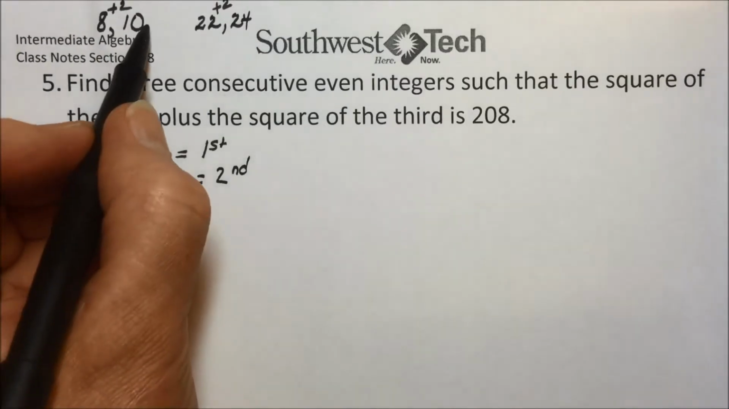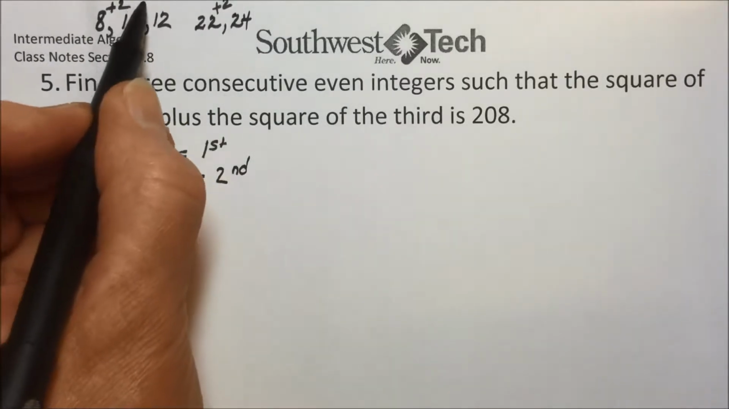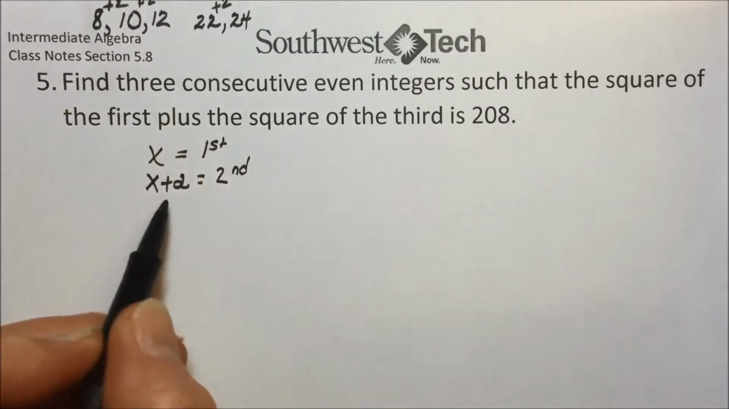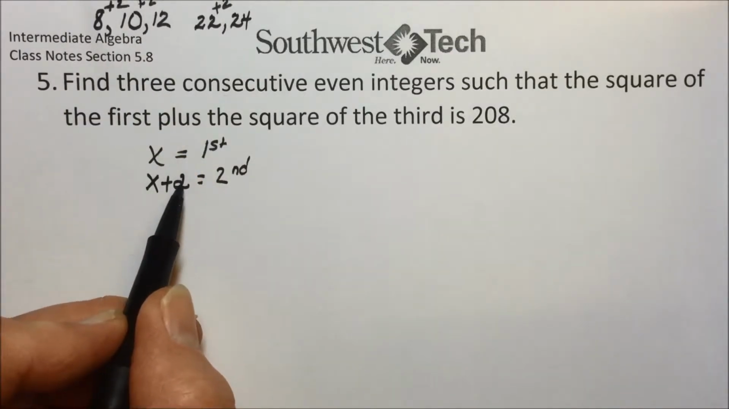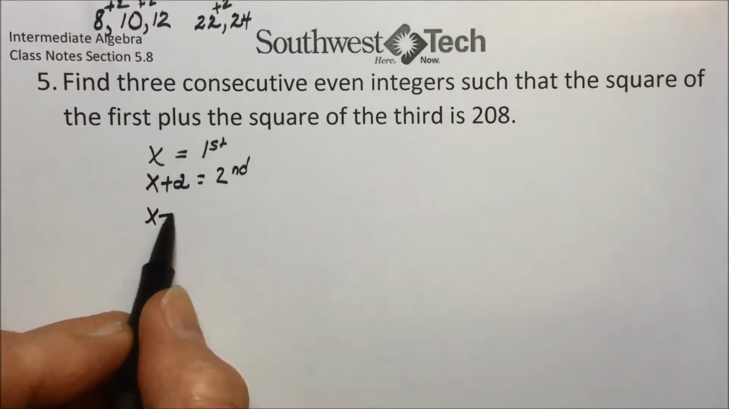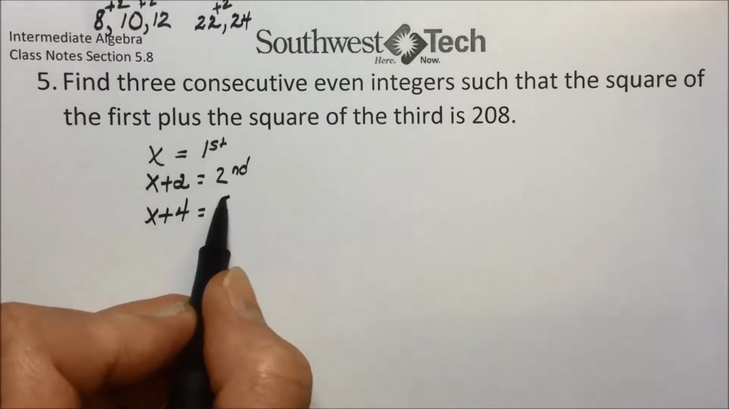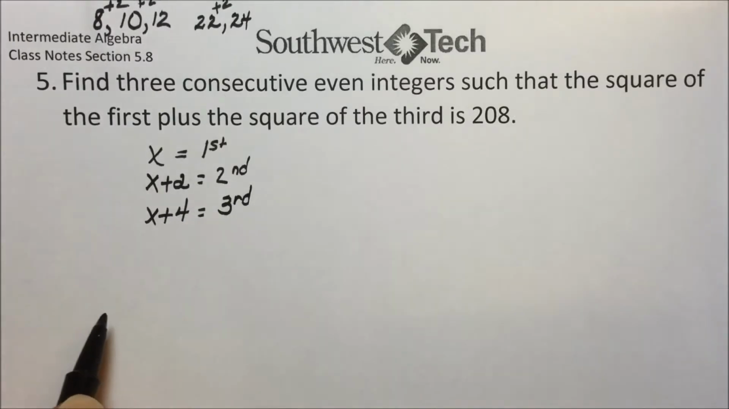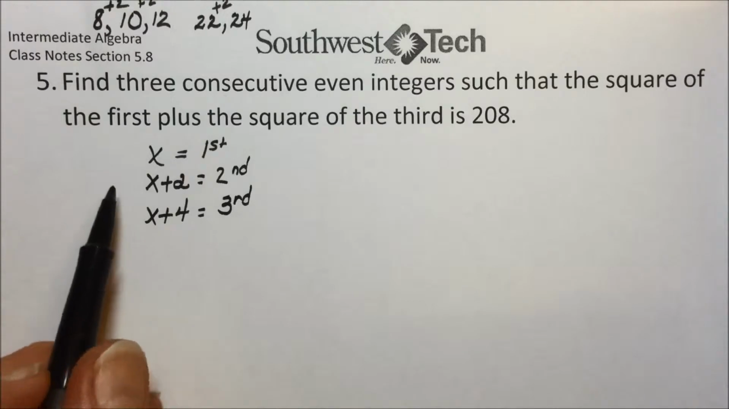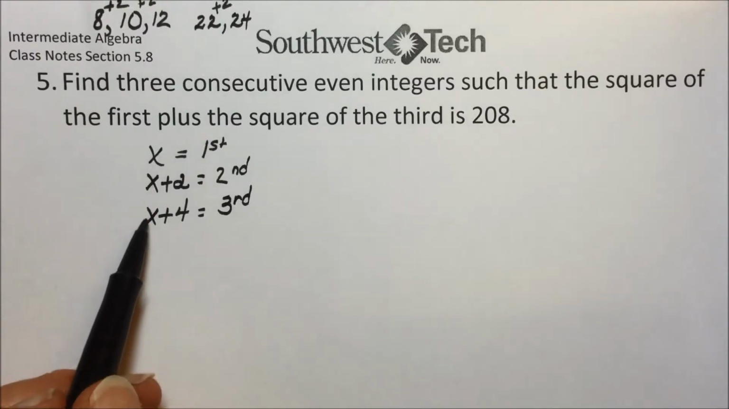And how would we get to the next integer? We would add a 2 to the preceding one. So if I add 2 plus 2, I would end up with an x plus 4 to get me to my third consecutive integer. As a side note, these variables also represent consecutive odd integers as well.